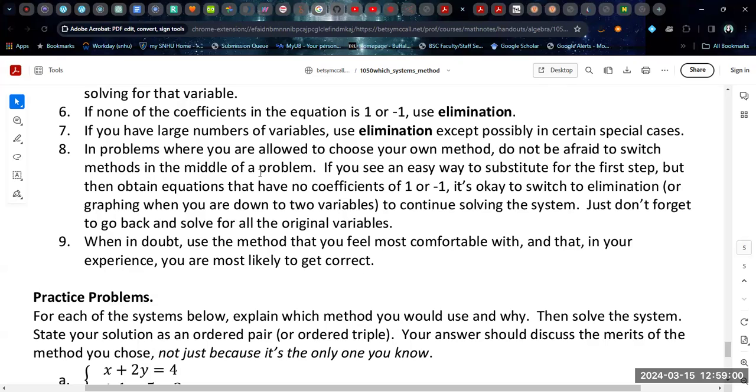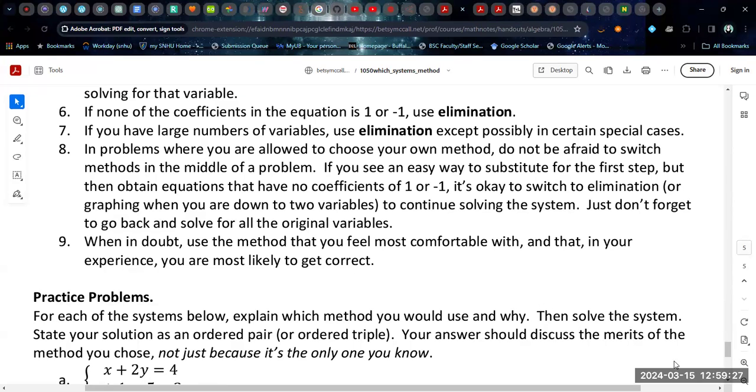In problems where you are allowed to choose your own method, do not be afraid to switch methods in the middle of a problem. If you see an easy way to substitute for the first step, but then obtain equations that have no coefficients of 1 or -1, it's okay to switch to elimination or graphing when you are down to 2 variables to continue solving the system. Just don't forget to go back and solve for all of the original variables.